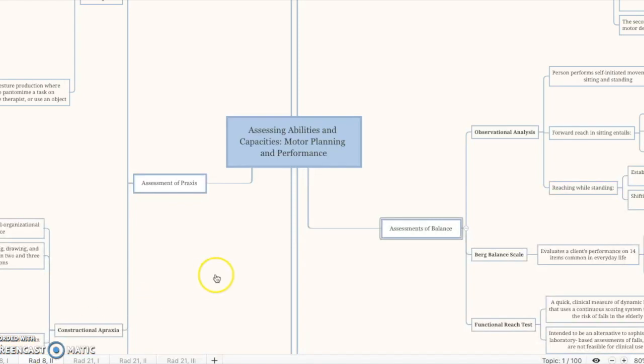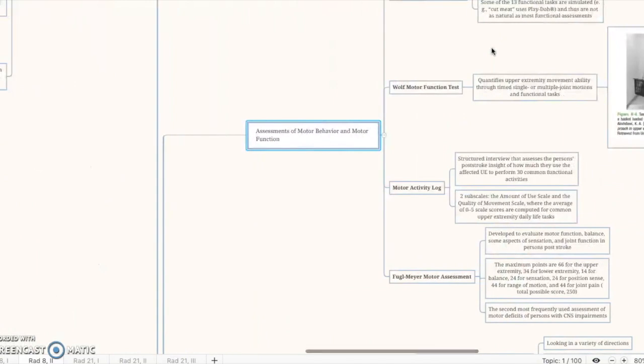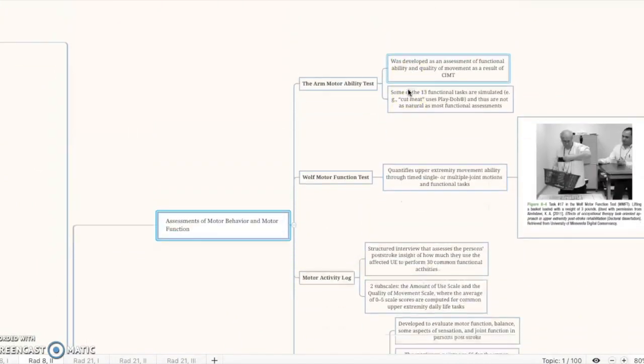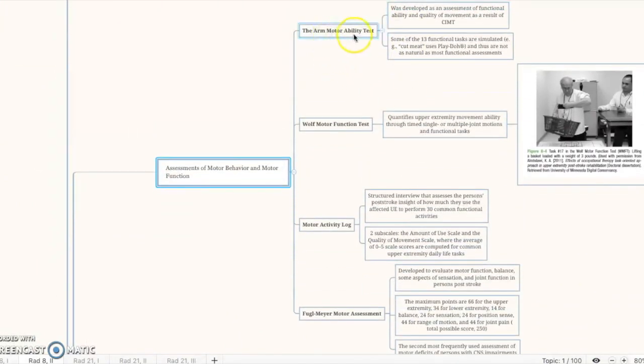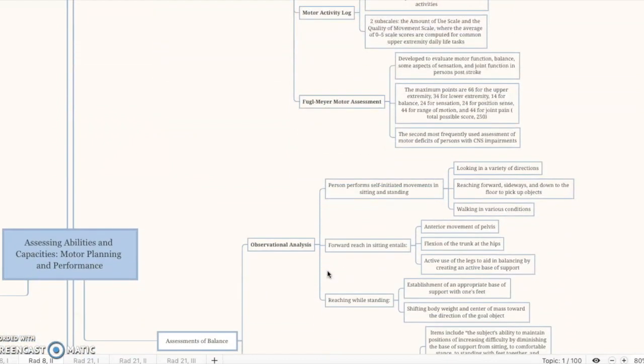Okay, I'm going to continue on with more from Chapter 8 of Radomski. So in this part of it, we go over assessments of motor behavior and motor function, and you can see those in this area, which includes the arm motor ability test, the Wolf motor function test, the motor activity log, and the very popular Fugl-Meyer motor assessment, which we learned about.